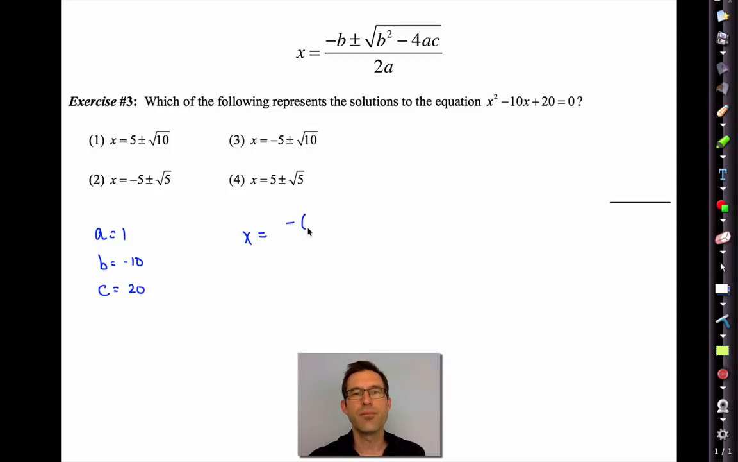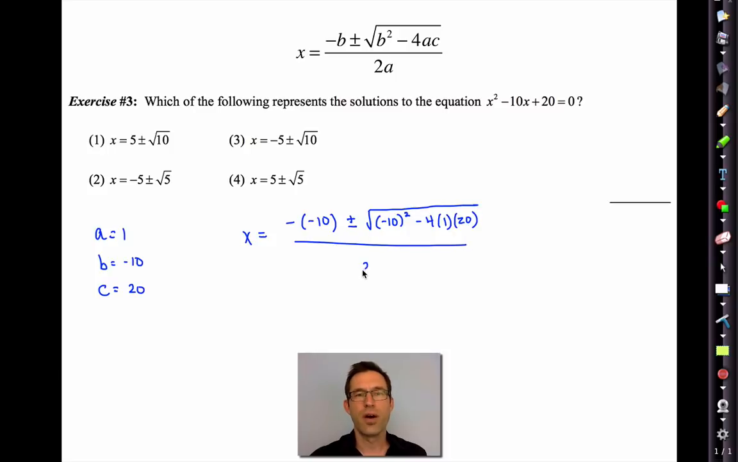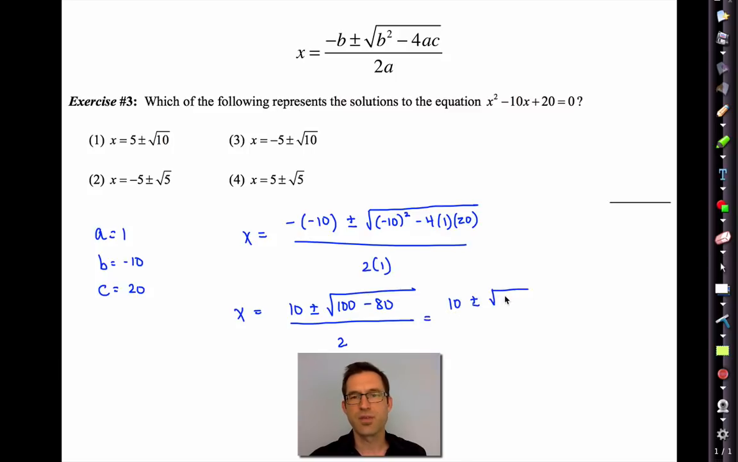Let's do negative B. So negative negative 10 plus or minus the square root of negative 10 squared minus 4 times A times C, all divided by 2 times A. Again, being careful. Negative 10 squared is positive 100 minus 4 times 1 times 20, which would be 80. That's going to be 10 plus or minus the square root of 20 all over 2.